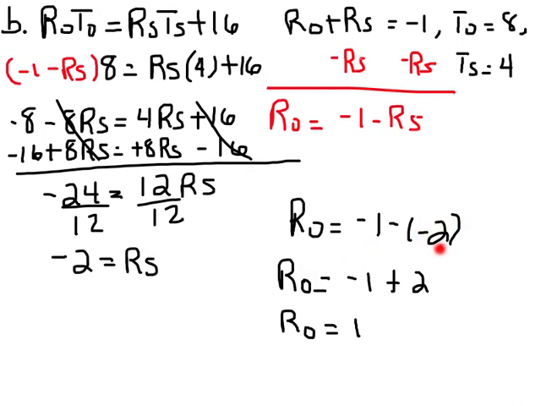I then substitute it in to this original equation. RO equals negative 1 minus, and then I put it in parentheses, negative 2, because this is going to change this sign. So RO is negative 1 plus 2, therefore RO equals 1.